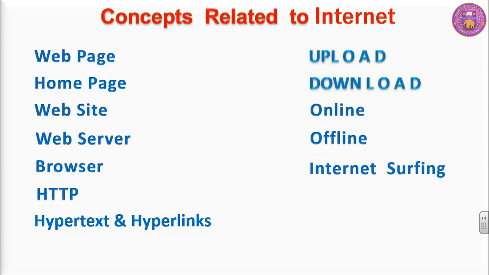We are making use of these words quite often, but we need to know the specific meaning so that we can understand the subject very well. So we will start with all these points one by one. The first one is web page.